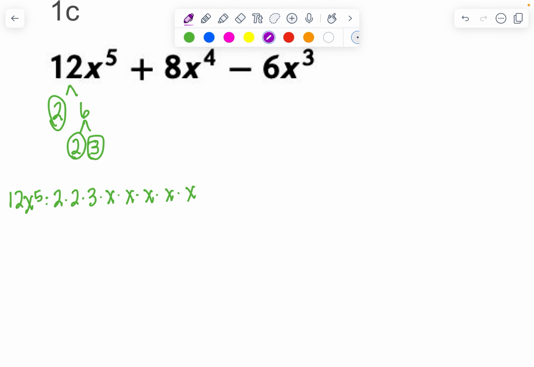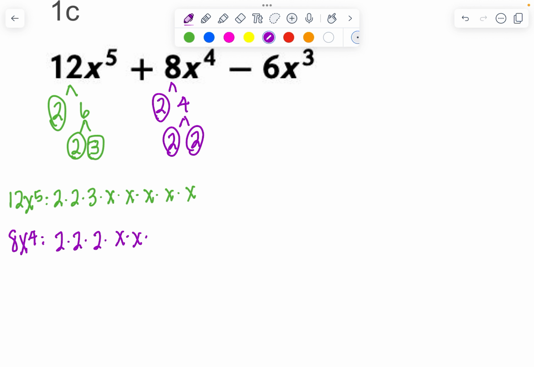Let's look at 8x to the 4th. I know I can divide 8 by 2. It's 2 times 4. 2 is prime. 4 can continue to be broken down into 2 times 2. So 8x to the 4th then is 2 times 2 times 2, x, x, x, x. Make sure you have 4 x's there.